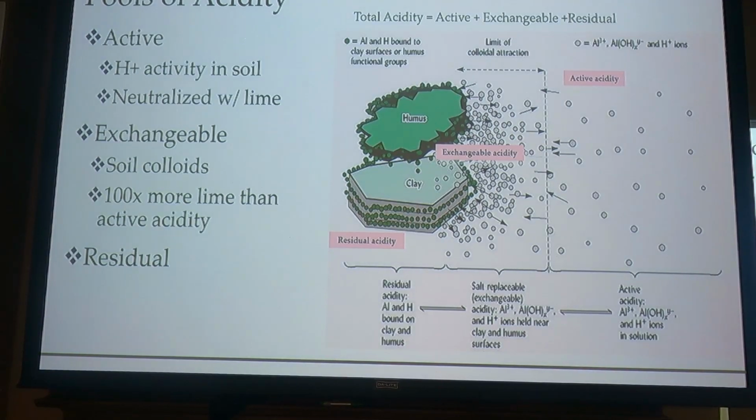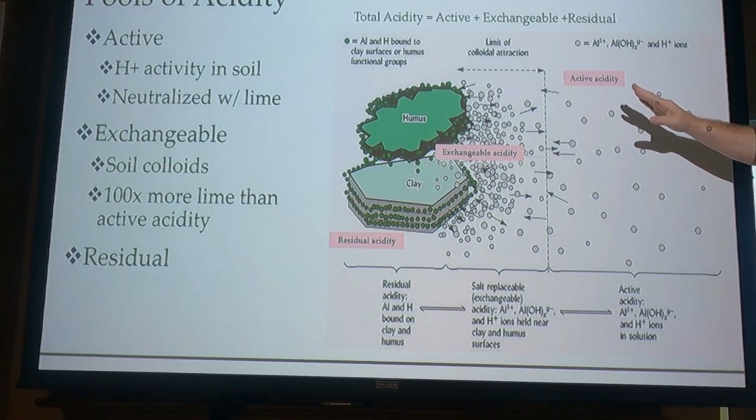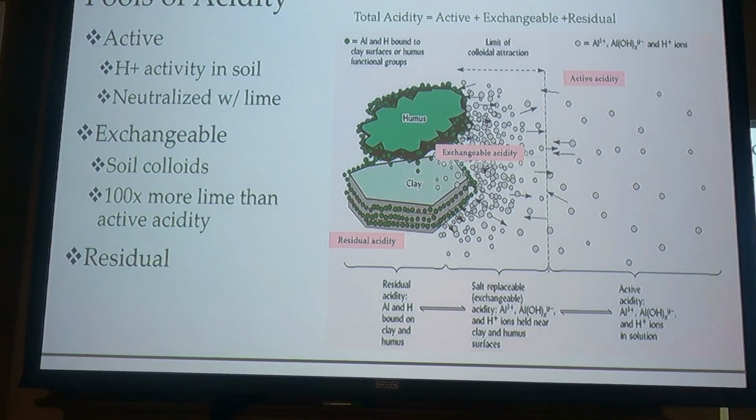There are 3 pools of acidity: active, exchangeable, and residual. And so active acidity is what they measure. This is just the standard pH that they will measure. They add your soil to water, mix it, and then measure the hydrogen activity in the soil.